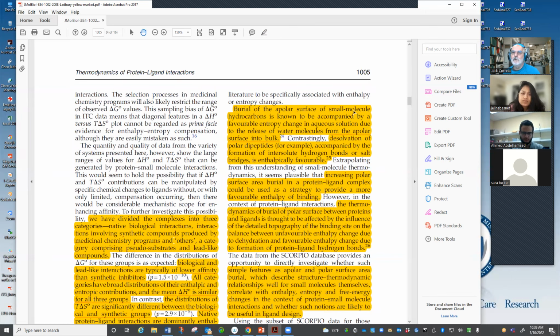So the burial of apolar surface of small ligands is known to be accompanied by a favorable entropic change in the interaction. Okay. In contrast, desolvation of polar groups is enthalpically favorable. Okay. There's a lot more about this that we could talk about, but maybe I'll say it when we get to something later in the text. All right. And so this is part of the logic of what explains the clustering of enthalpically, natural compounds are mostly enthalpic and medicinal compounds are both.